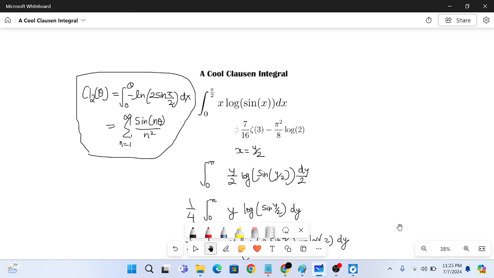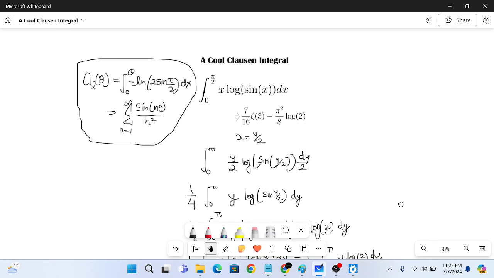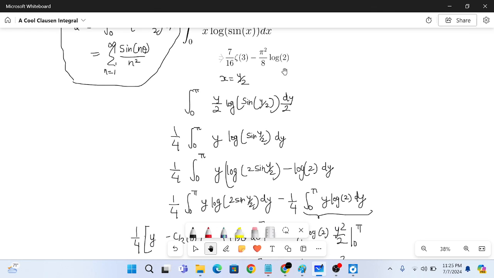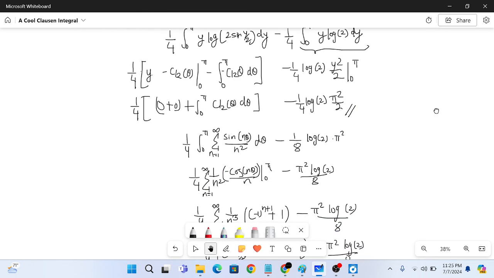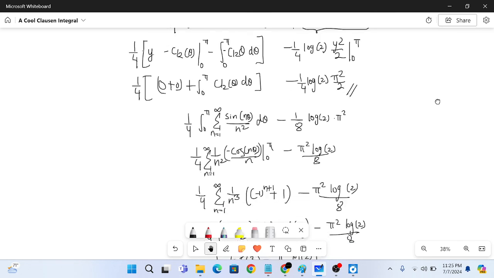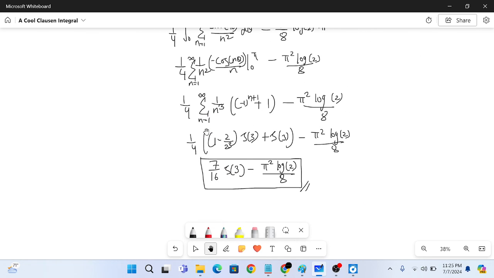If we talk about the flow of the solution, we just took it to the form of the Clausen integral function, then used integration by parts, then used the sum definition of the Clausen integral function and integrated it, and just used the sum of the zeta functions. That was it. It wasn't too hard.